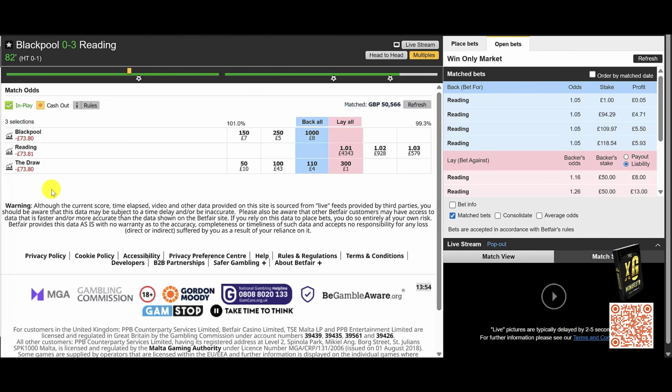It's Blackpool 0, Reading 3. We're not going to do any further trades on this one. This one is pretty much where it should be. This is where the expected goals and expected match results should be. 3 goals, Reading win. There's nothing further to do. There's 8 minutes left. So we're out of this one, and we'll move on to another trade.